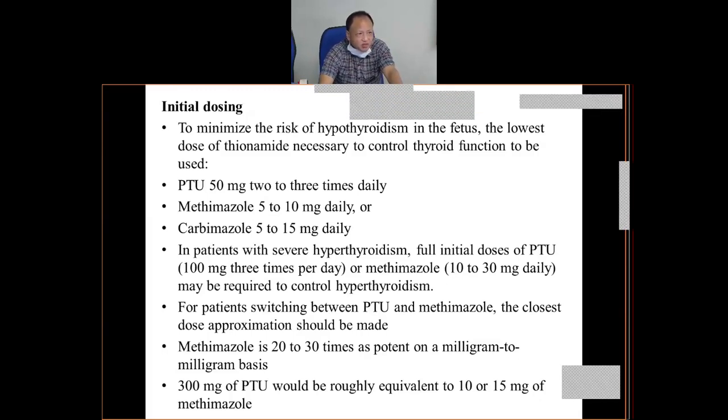For patients switching between PTU and methimazole, the closest dose approximation should be made. This is because methimazole is 20 to 30 times as potent on a milligram-to-milligram basis. That is what I told you earlier: methimazole is more potent than PTU. So 300 milligrams of PTU would be roughly equivalent to 10 to 15 milligrams of methimazole. If the patient is taking 300 milligrams of PTU, then you can give methimazole 10 to 15 milligrams.